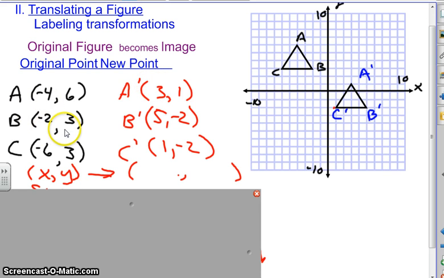Let's see if that's the same for B. B went from -2 to what? 5. And so is that also +7? Good. So it looks like it's just add 7. Add 7 to your which letter? X, right? Let's see if it's true for C. -6 plus 7, is that 1? -6 plus 7 is 1. Good. So we can write that rule as X plus 7. Okay?